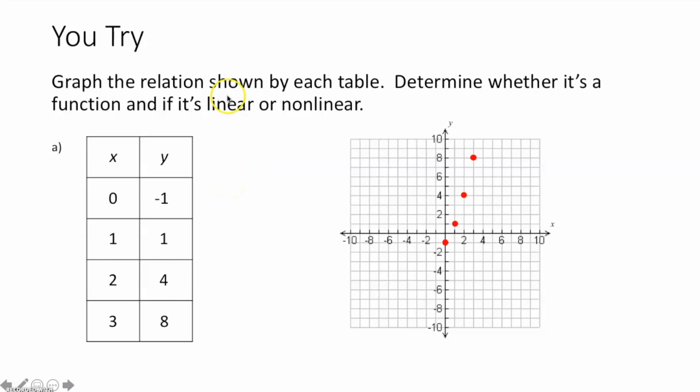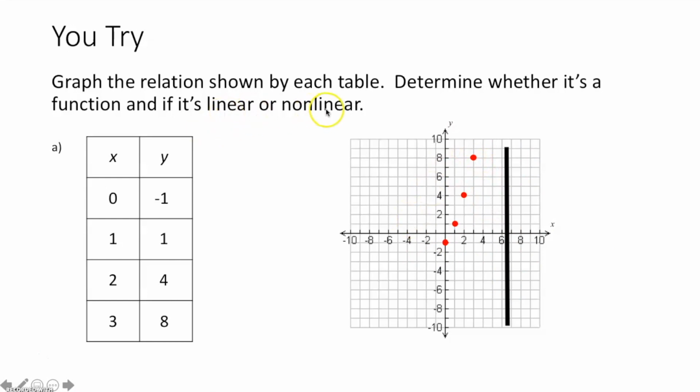Now I have to decide, is this a function? Well, does it pass the vertical line test? I'm going to take a vertical line, I'm going to move it across the graph going from left to right and see if any of these points intersect my line at the same time. I need 2 points to intersect at the same time to not be a function. So if I move it across, no, it never intersects 2 points at the exact same time. Therefore, this is going to be a function.